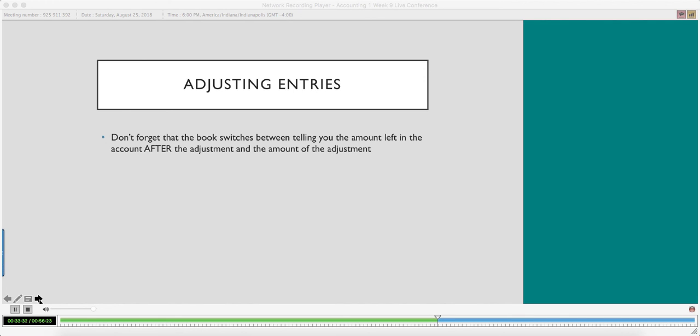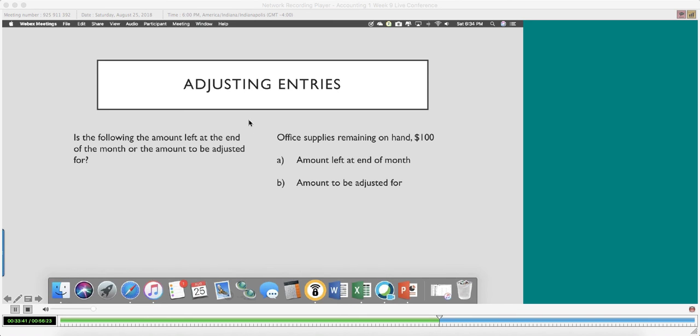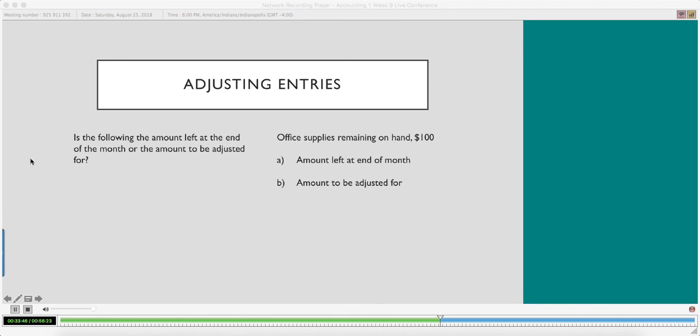So just to give you a heads up to make sure you read slowly and carefully. So to go along with reading slowly and carefully, does the textbook in this case give us the amount remaining on hand or the amount left at the end of the month? So we have office supplies remaining on hand, $100. Is that the amount we're going to adjust for, or is that the amount left at the end of the month?